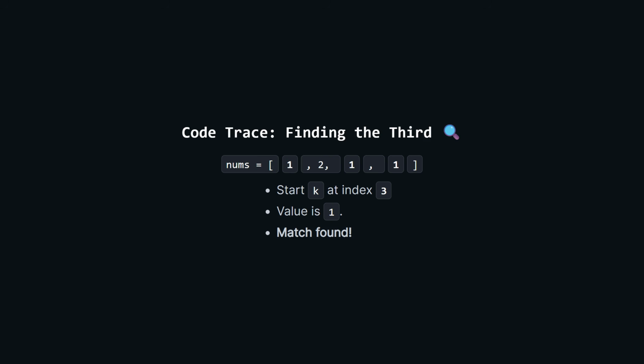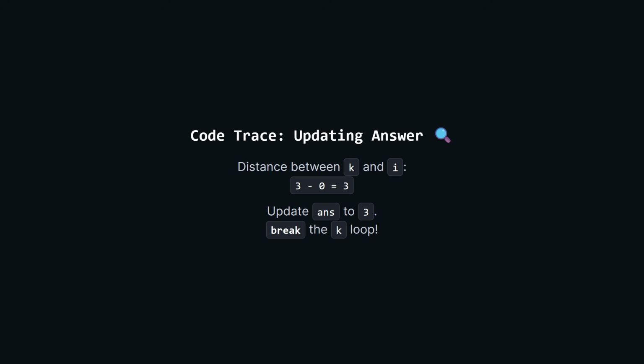Our third pointer, k, starts just past j at position 3. The number is 1, which perfectly matches our middle piece. We found a valid trio. Now we calculate the distance between our outer pointers. 3 minus 0 is 3. We update our answer memory to 3, and importantly, we break out of the inner loop right away, because moving further would only give us a bigger distance.